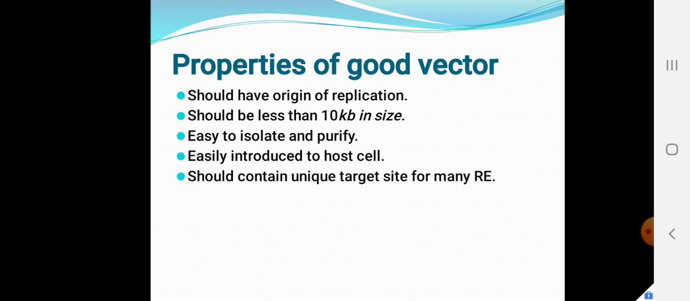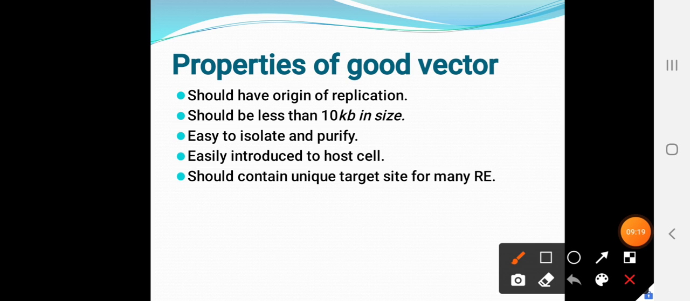What are the properties of a good vector? They should have an origin of replication, a specific origin of replication, should be less than 10 kb in size, easy to isolate or extract and purify, easily introduced into the host cell, and should contain a unique target site for many restriction enzymes. Each vector should have a different, unique site for different restriction enzymes.